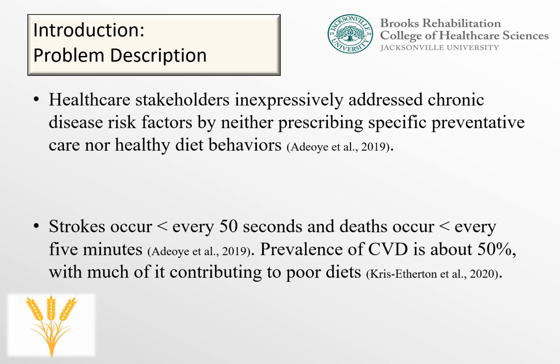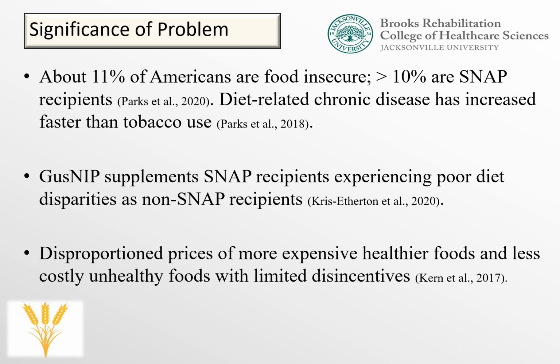Strokes occur less than every 50 seconds and deaths occur less than every 5 minutes. The prevalence of cardiovascular disease is about 50%, with much of it contributed to by poor diets. Significance of the problem: about 11% of Americans are food insecure. Greater than 10% are SNAP recipients.